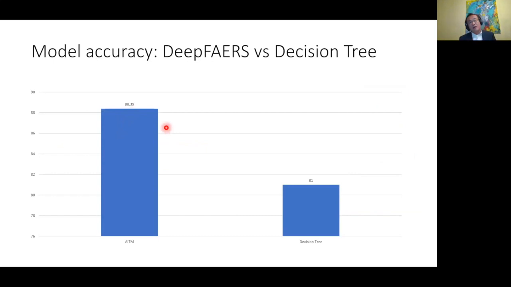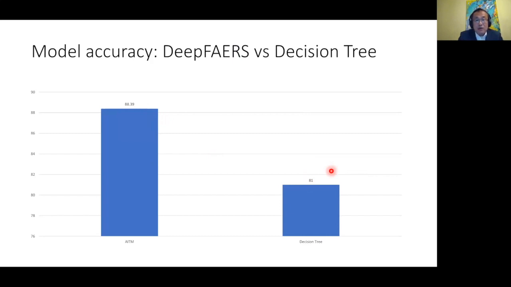We also did a comparison with a state-of-the-art machine learning approach, the decision tree. The result of the decision tree in terms of accuracy is about 80 or 81%. So as you can see, the deep learning model proposed by us achieves a significant advantage compared with a shallow standard machine learning approach. It's about 10% better in terms of accuracy.